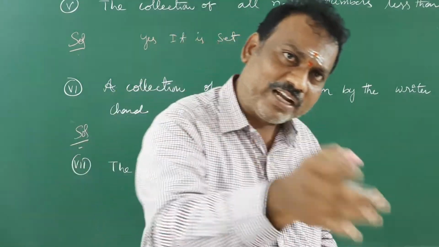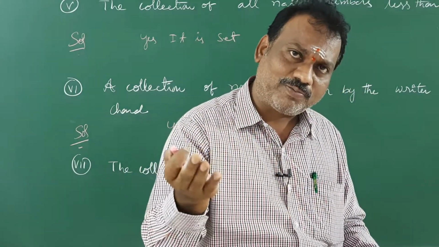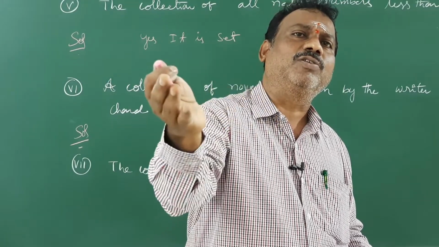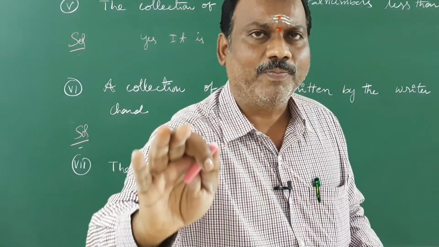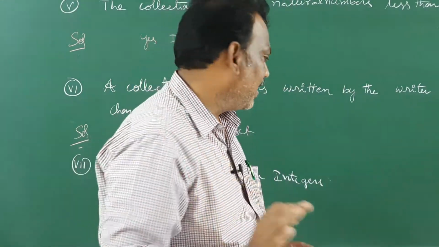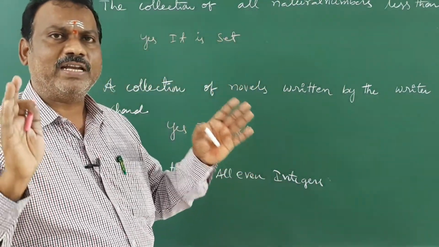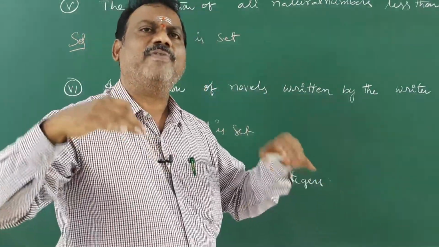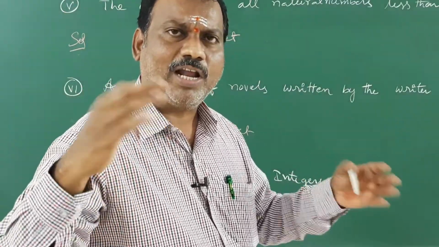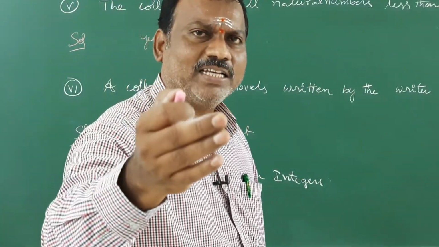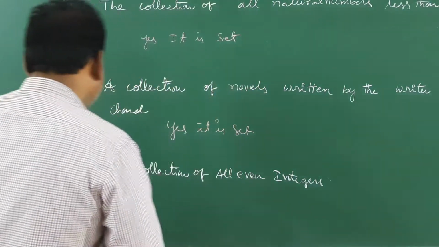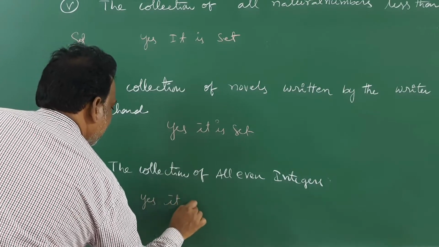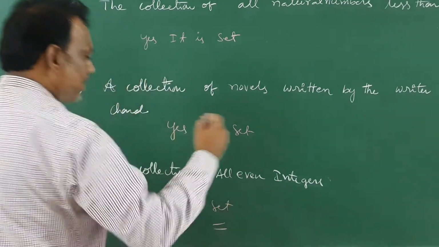Among the integers, the even integers may be plus 2 or minus 2, plus 4, minus 4, plus 6, minus 6. You know, an even number means it is exactly divisible by 2, that means the remainder is 0. Correct, students? So all even integers exist, but it cannot be finite. It is an indefinite number, no problem. If it is indefinite also, it is a set, but we will name it an infinite set. Yes, it is a set. Right, students?